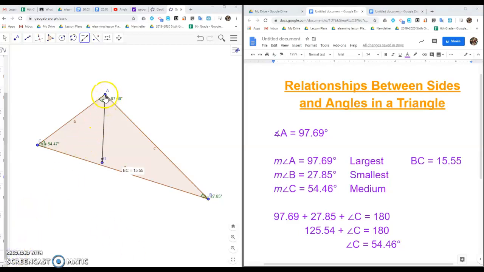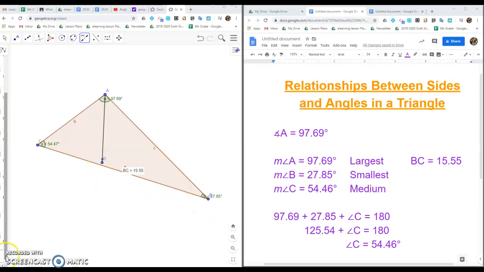So if we look across from angle A down to this line, this is line BC. And if we take the measurement of line BC, it is 15.55 units. So this should be the largest side of the triangle. That means that the measurement of line AC and the measurement of line AB should be smaller than line BC.